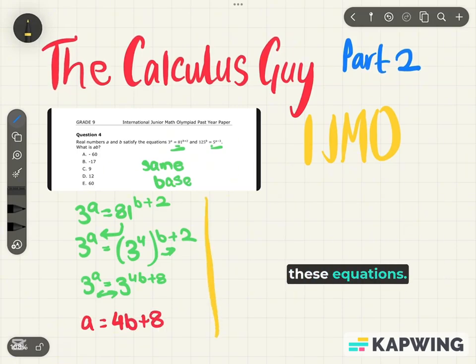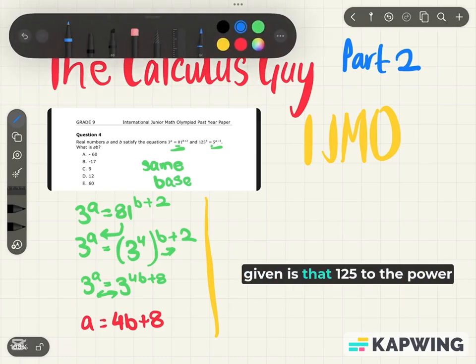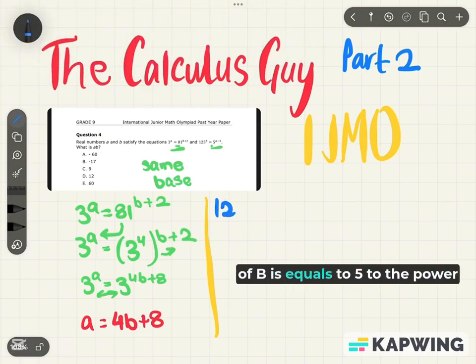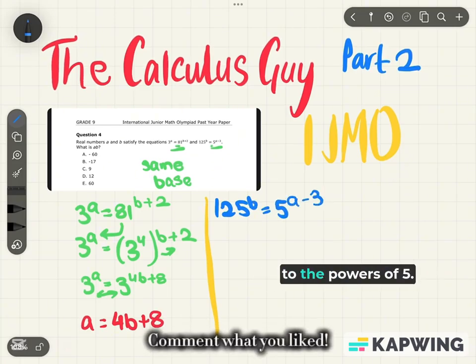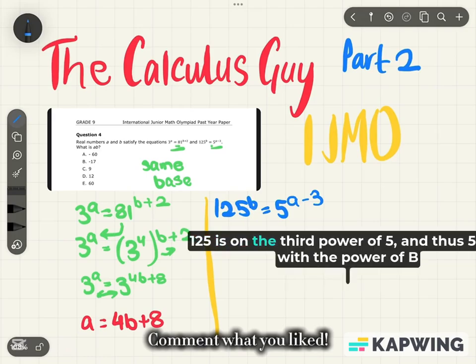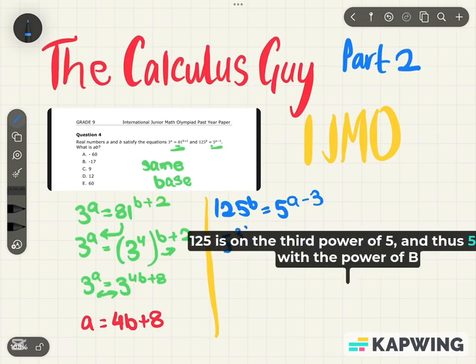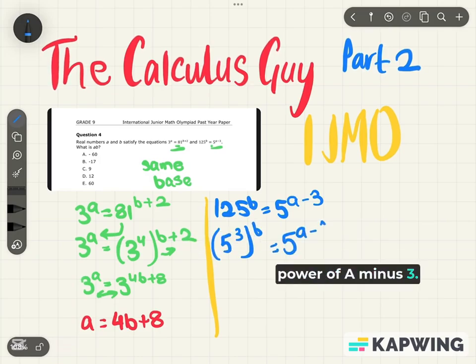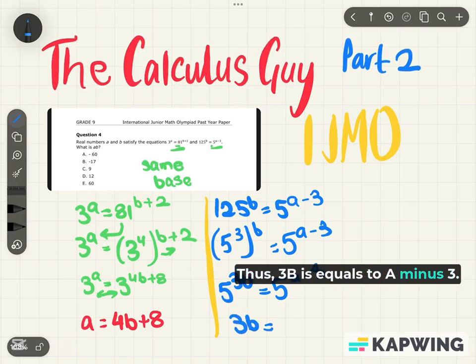Now the second equation that we are given is that 125 to the power of b equals 5 to the power of a minus 3. In this case, we can put them both to the base 5. 125 is 5 to the power of 3, and thus 5 to the power of 3, all to the power of b, equals 5 to the power of a minus 3. Then when we multiply both the powers, you get 5 to the power of 3b equals 5 to the power of a minus 3. Thus 3b equals a minus 3.